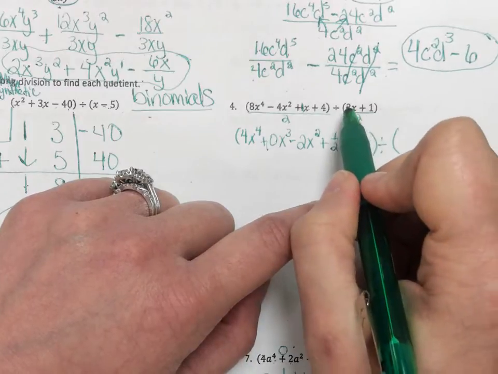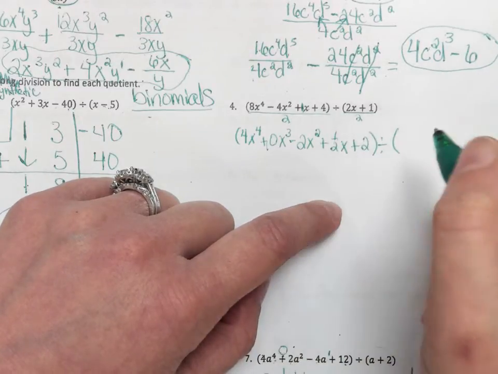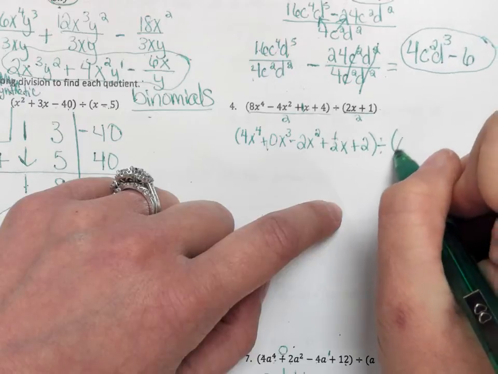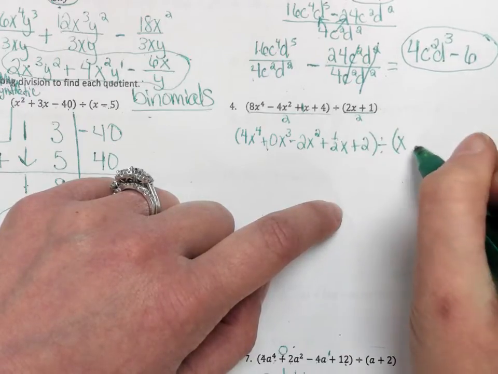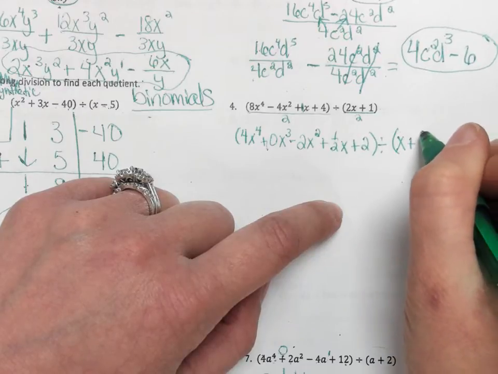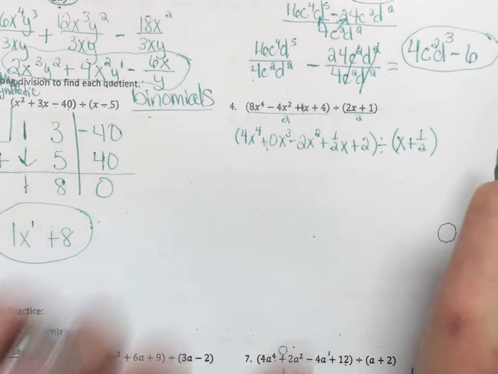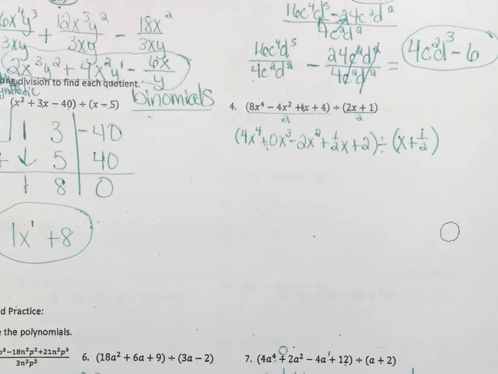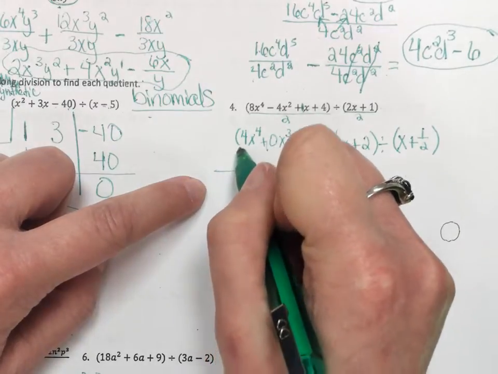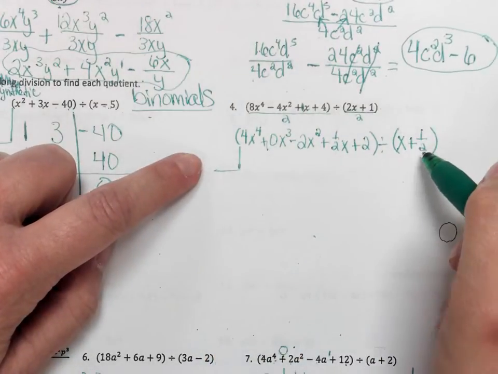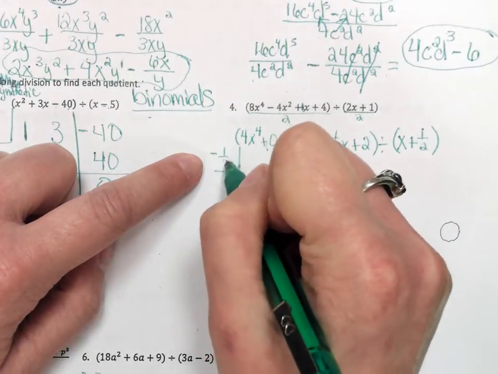All right, what's 2 divided by 2? 1. It's 1x. What's 1 divided by 2? 1/2. There you go. Okay, so what makes this different now is we're going to have to deal with the little fractions, okay? But don't worry, they're not bad, I promise. Okay, so what goes in the little box? Negative 1/2. There you go.